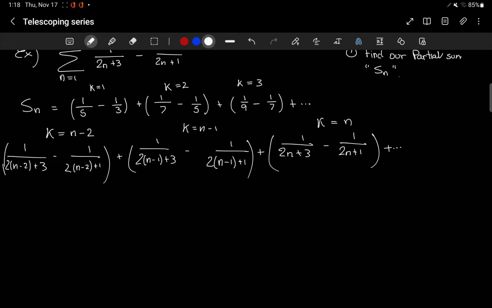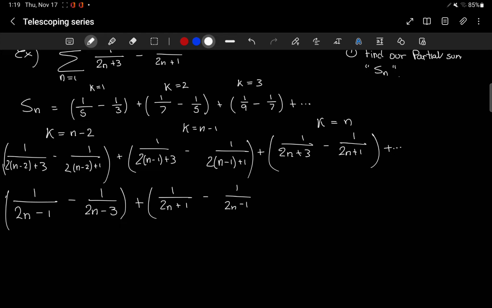And so if we simplify this right here, we will get 1 over 2 times n is 2n minus 4 plus 3, that would be 2n, negative 4 plus 3 is 1, minus 1 over 2 times n minus 4 plus 1, negative 4 plus 1 is negative 3, so it would be 2n minus 3, plus 1 over 2 times n minus 2 plus 3, that would be 1 over 2n plus 1, minus 1 over 2n minus 2 plus 1, that would be 2n, negative 2 plus 1 would be negative 1.